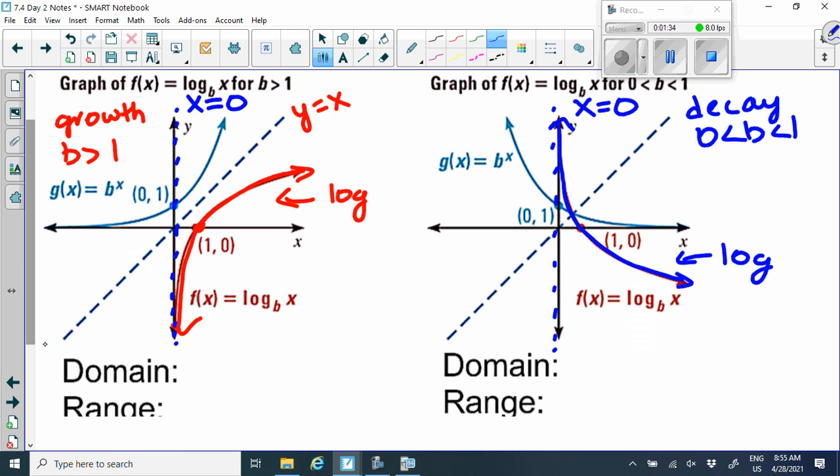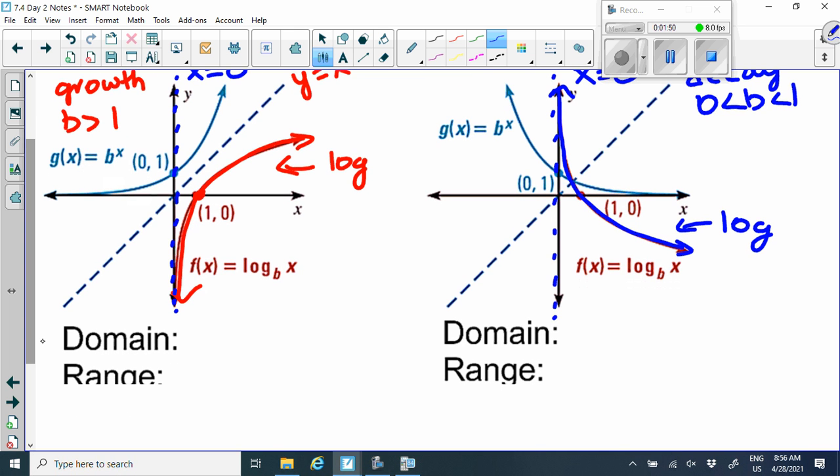Now remember, because a log is an inverse of an exponential, the domain and range switch. Remember, with exponentials, the domain for all of them was negative infinity to positive infinity. Well, now that domain becomes the range on our logarithm. So the range for all logarithms is going to be negative infinity to positive infinity. And we can see that because we are going to hit both the negative and positive values of y. Same thing over here. We're going to hit all the positive and all the negative y values.